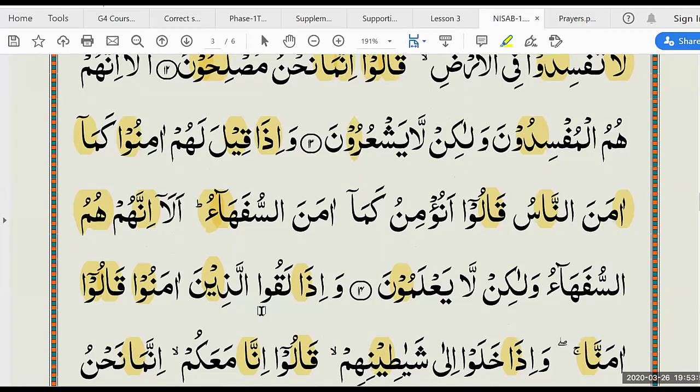Okay. Can you recognize which letter in here? So wa idha khalaw ila. Which letter in these words is a thick letter? Kha. Well done, excellent. So how would you pronounce it? Start from wa idha until khalaw, from until here.